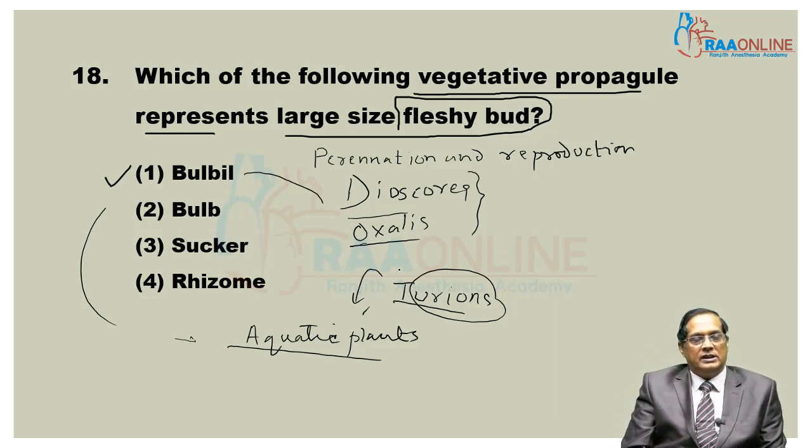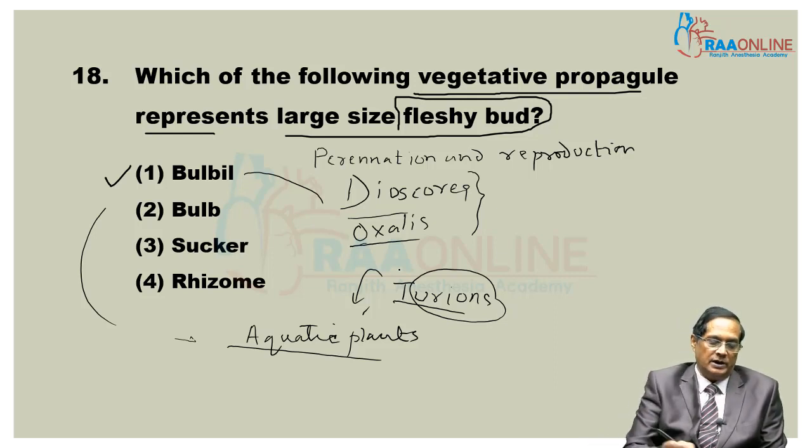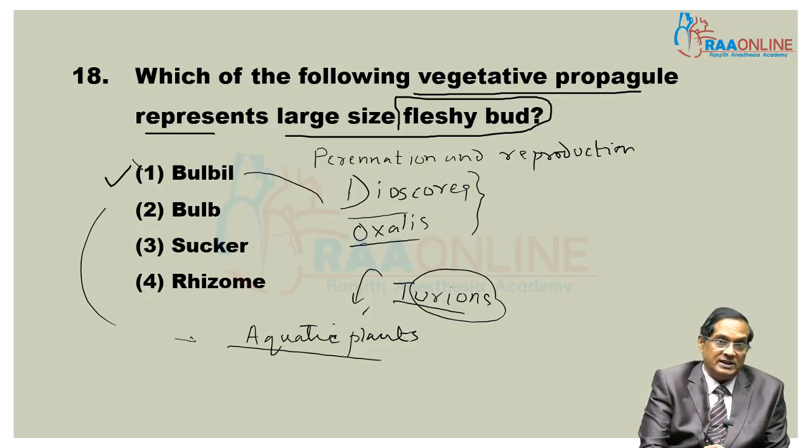Bulb is a modified underground stem. Sucker is a modified subaerial stem. Rhizome is a modified underground stem. They are not buds. They have buds, but they are not buds. Bulbil is actually a bud. These are stems.